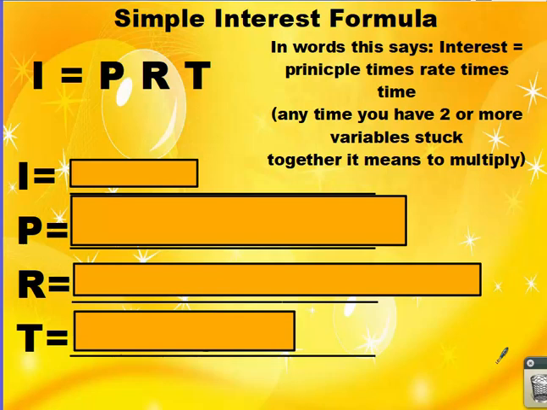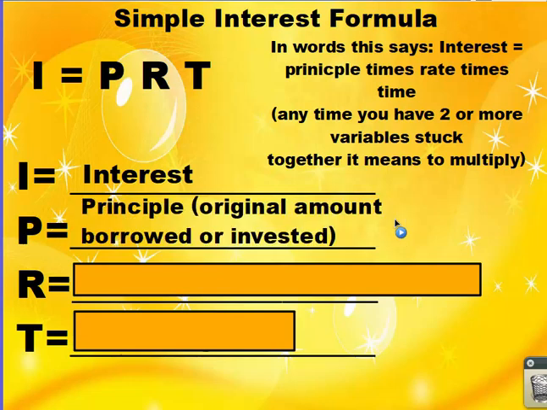Hello class. Today we're going to talk about simple interest. Simple interest has a formula, and the formula is I equals PRT. Now what do each of those letters stand for? Well, the I stands for interest. Interest is something either earned on an investment or paid on a loan.